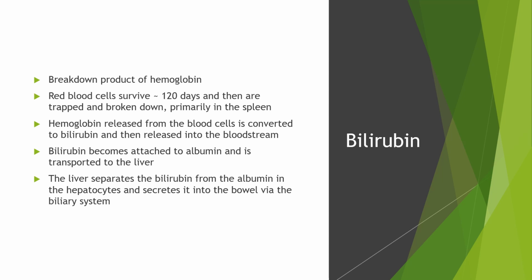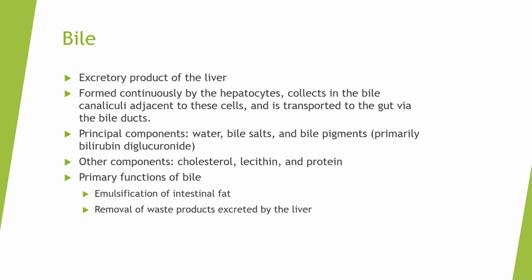The liver separates the bilirubin from the albumin in the hepatocytes, and it secretes it into the bowel via the biliary system. That biliary system is going to contain bile. It's an excretory product of the liver. It's formed continuously by those hepatocytes, and it collects in the bile canaliculi adjacent to those cells, and it's transported to the gut via the bile ducts.